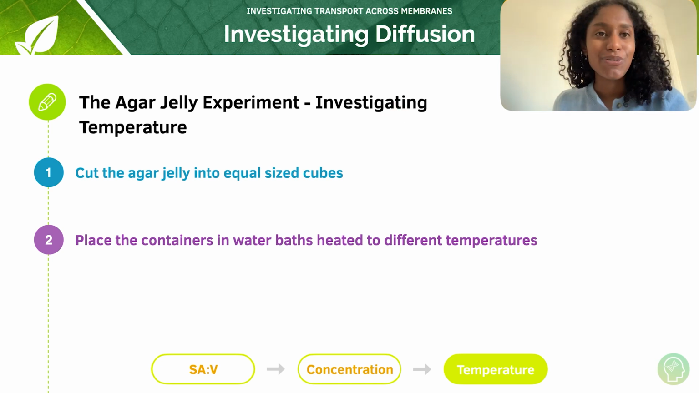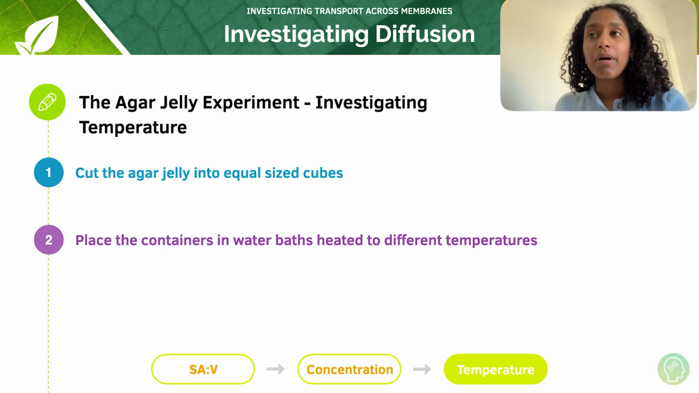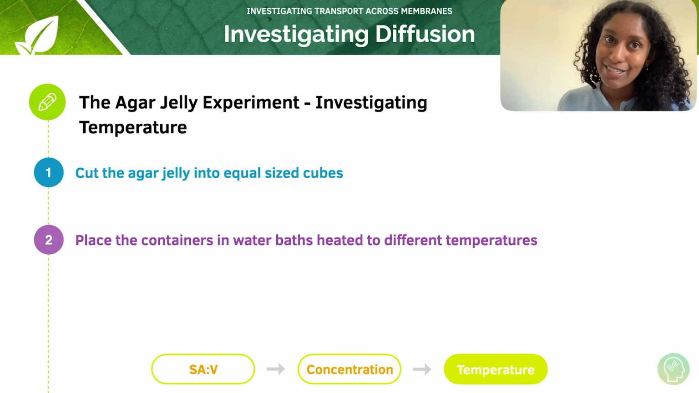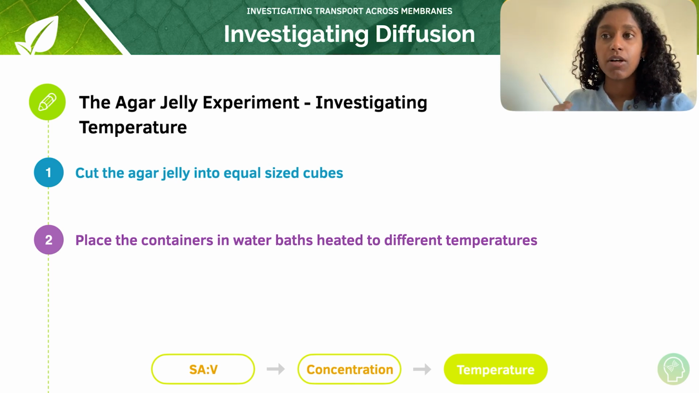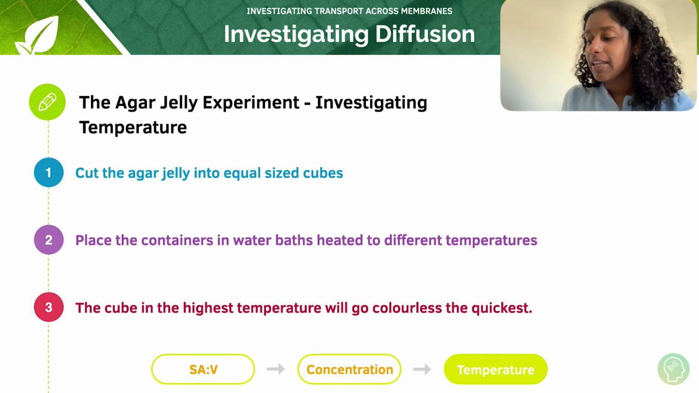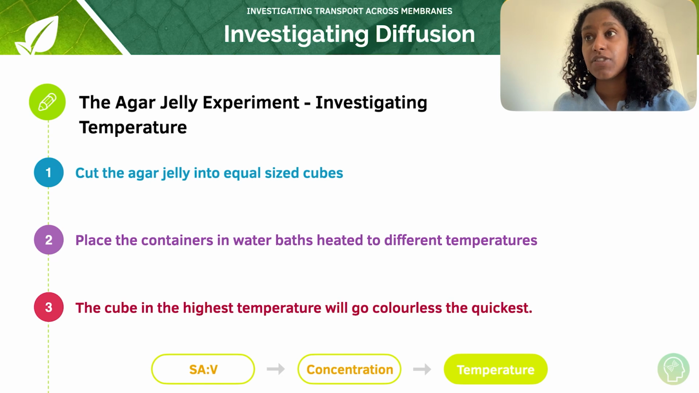Now you have to be a bit careful here because too high a temperature can melt your agar jelly. So anything above about 65 degrees Celsius is going to melt our agar jelly. We don't want to do that, so don't go above that sort of temperature. But we put our containers in water baths heated to different temperatures, and again we do the same thing. You know it better than me now. We measure the time it takes for the different cubes to go colourless.